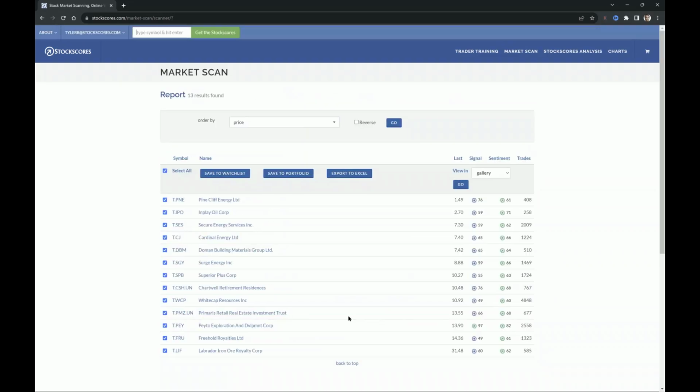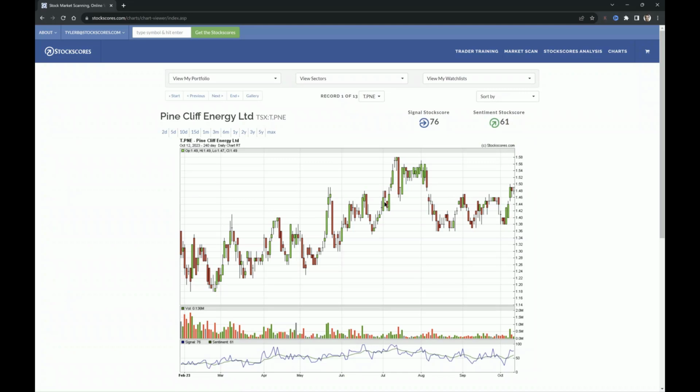All right, and it found 13 stocks. So now let's go through these to see if they have decent chart patterns. I'm not going to be so fussy about the chart pattern because I'm really interested in these things for paying me a yield.